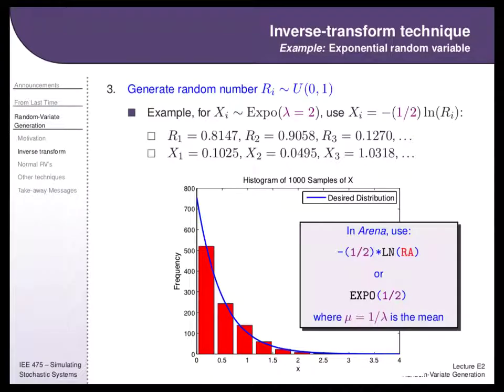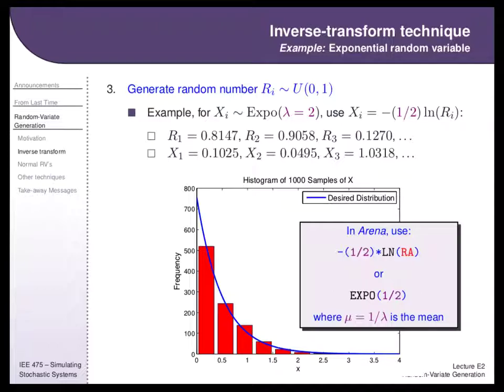All right, and so then what do I do with that? I plug in a bunch of numbers for that r, and I get x's out. Even though my r's all go between 0 and 1, my x's go from 0 to infinity, and I get a lot more of them here than I do out here. And so it's exactly the distribution that I was expecting.